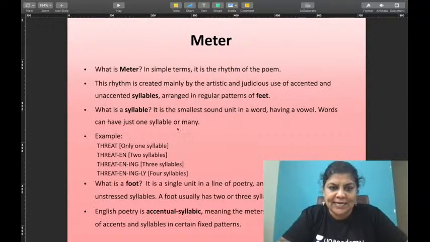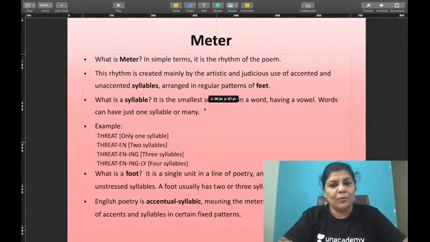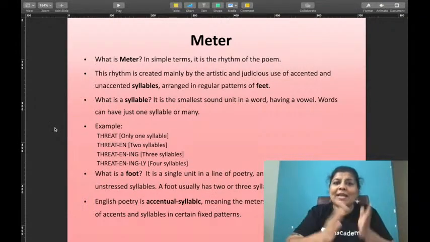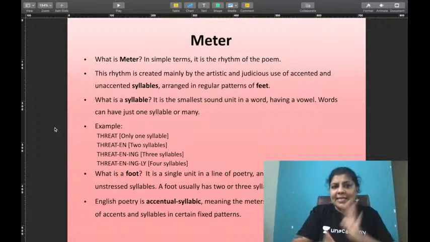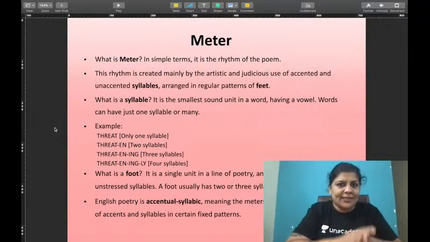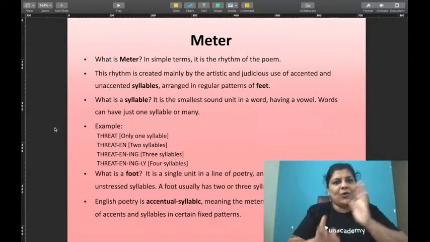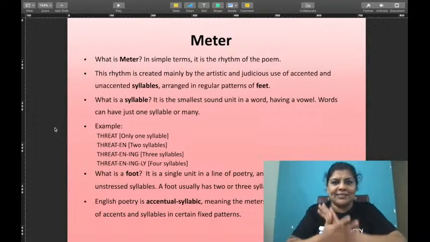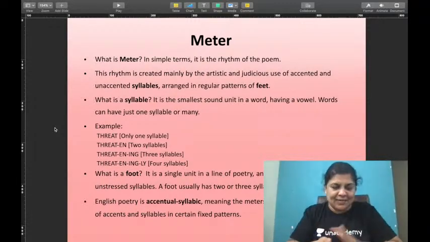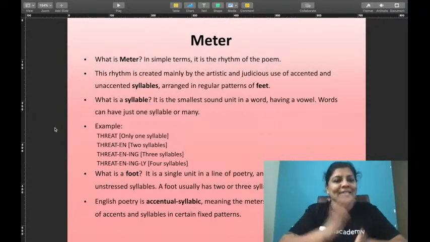What is meter? It is the rhythm of the poem. Ba ba black sheep, have you any wool? Yes sir, yes sir. Why am I able to sing this poem? Tell me why. Because there is rhythm. Rhythm is got from meter. Did you understand?